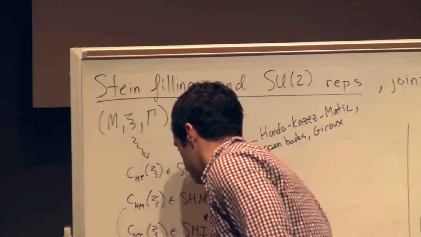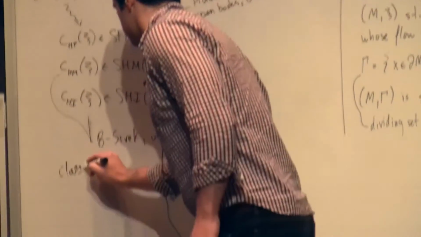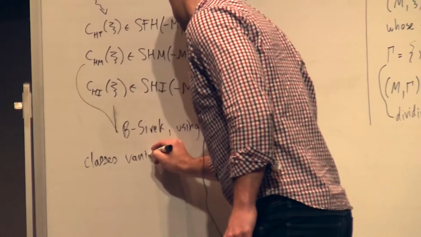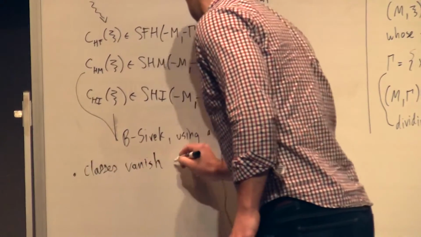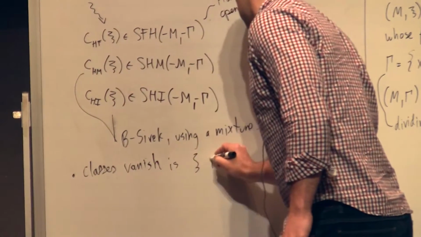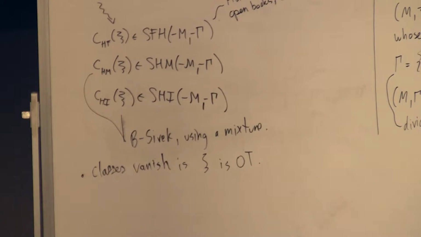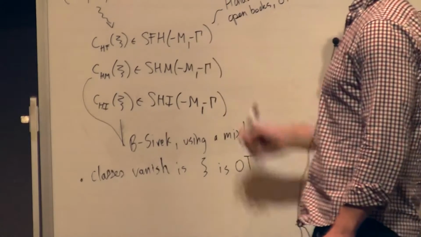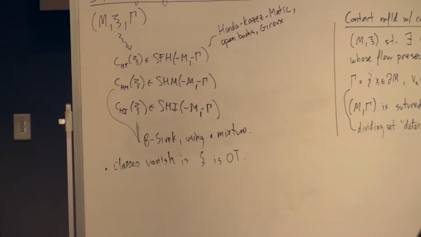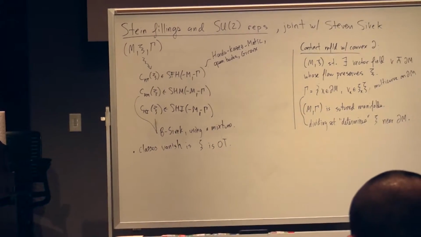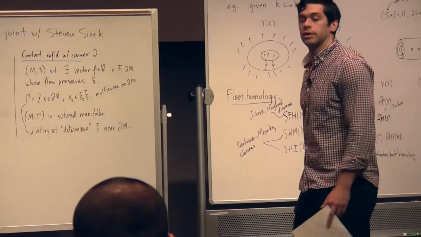In all three cases, one thing you can show is that these classes vanish if the contact structure is overtwisted. So if your contact element is non-zero, then you know that the contact structure is tight. And as Shay mentioned, this has been a powerful way of proving tightness of contact structures.